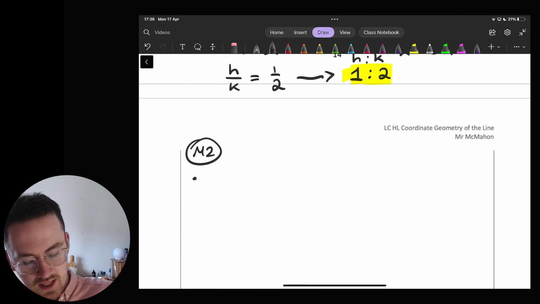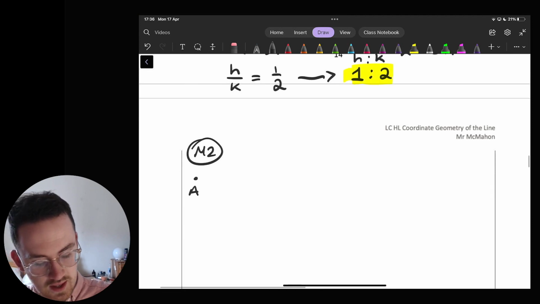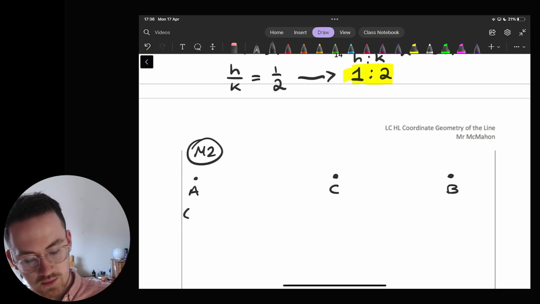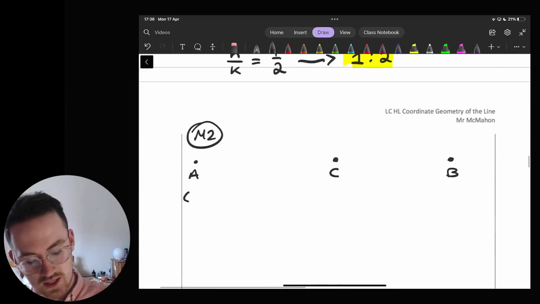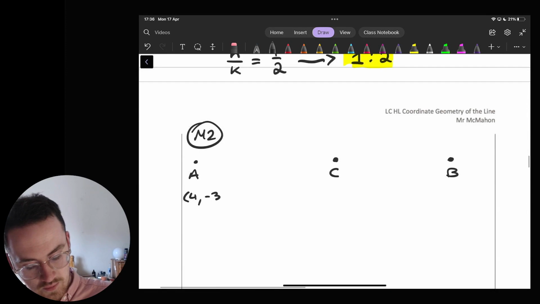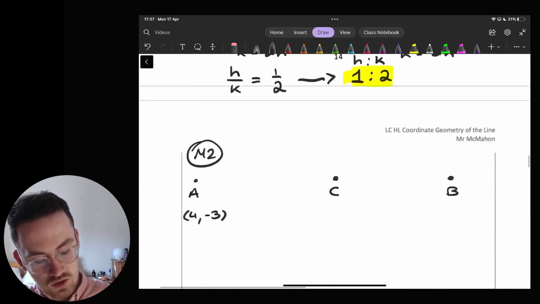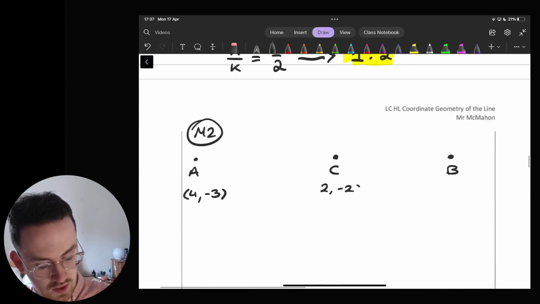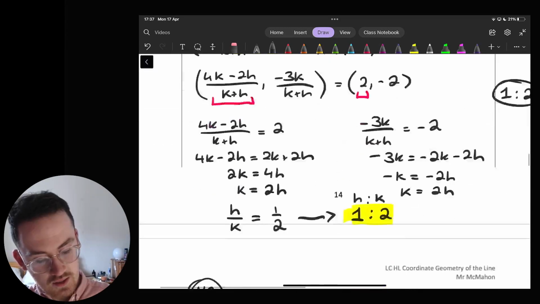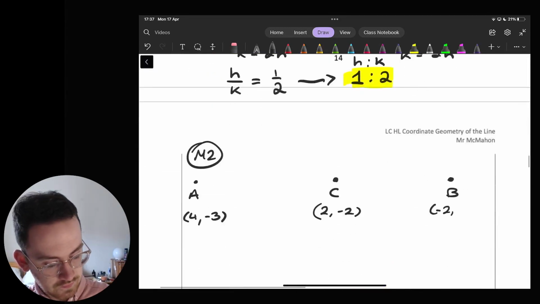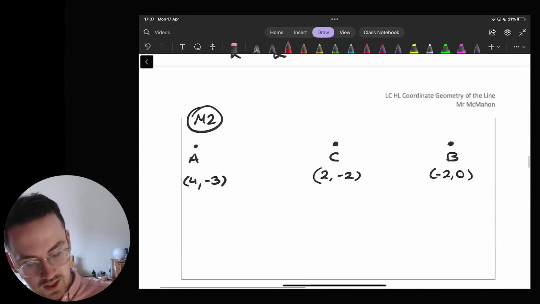my diagram here. So if I start with A, I have C somewhere along here, and I have B here, and I can lay out my points as well. So A is (4, -3), C is (2, -2), and B is (-2, 0). So let's work out these translations.